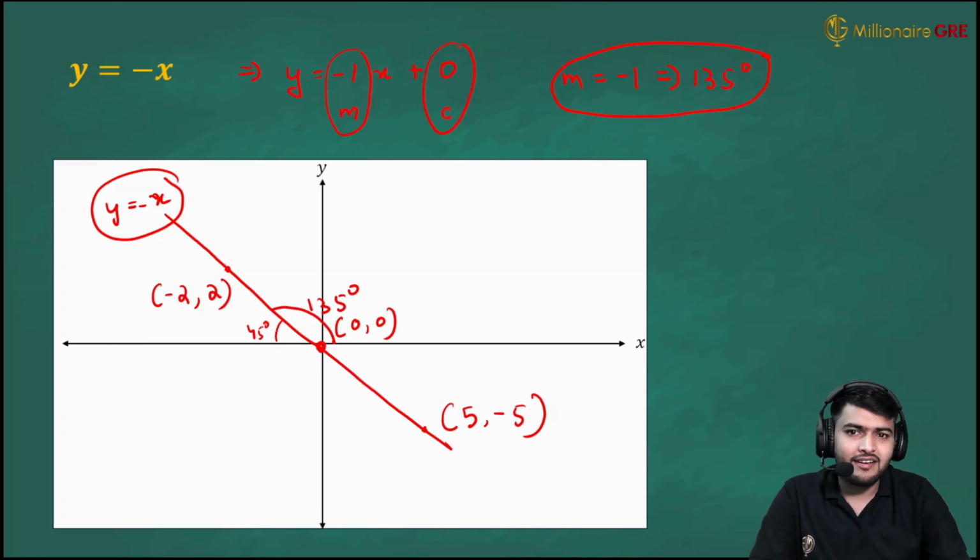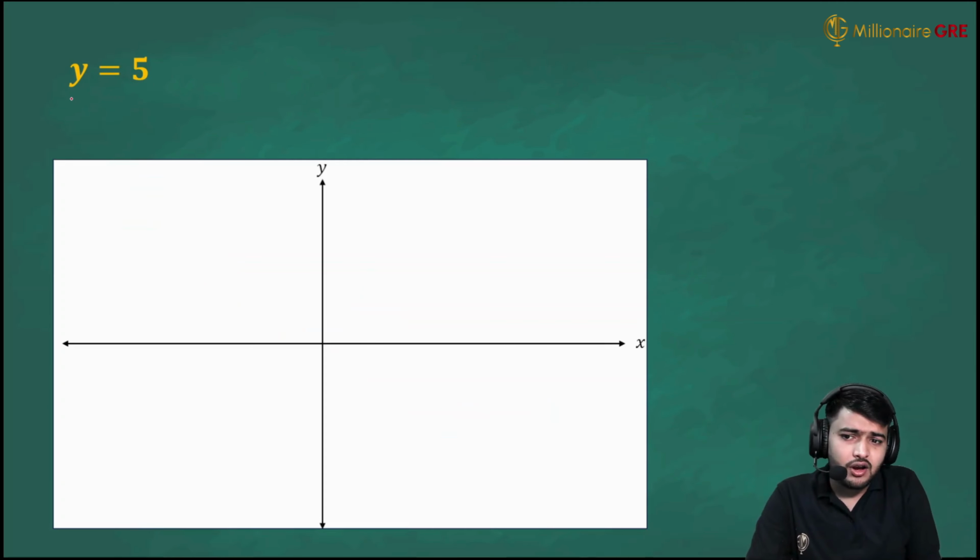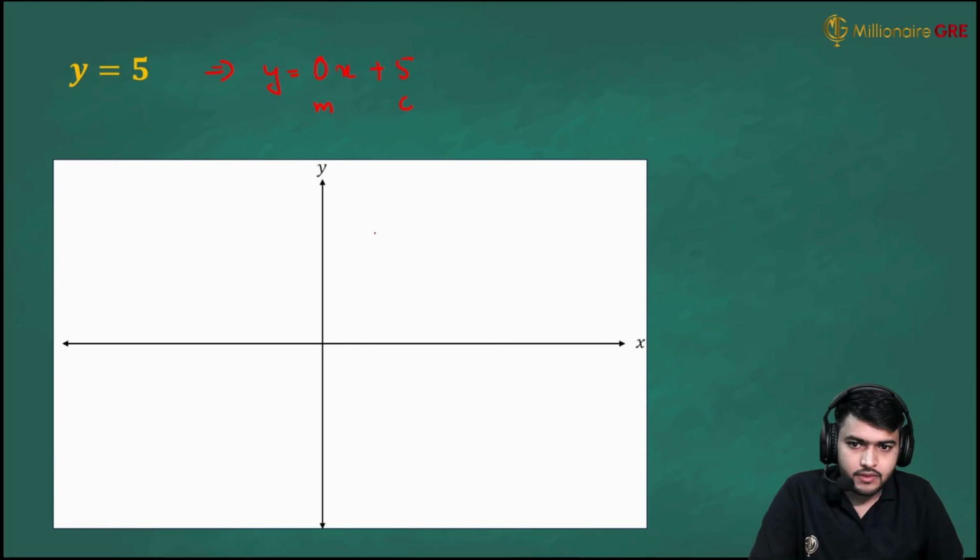Let's move ahead. Think about this. What will the y is equal to 5 line look like? Well, let's write it in the form of y is equal to mx plus c. This can be written as y is equal to 0x plus 5. Here slope is 0 and c is 5.